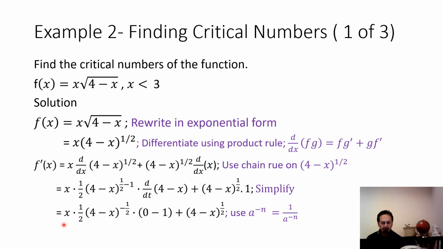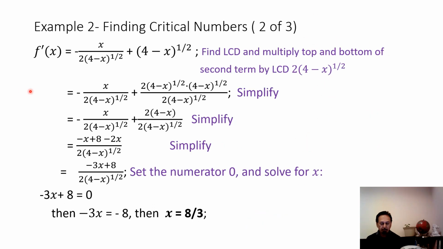So now we simplify. This becomes x times 1/2, and 1/2 minus 1 is negative 1/2. So you have (4 minus x) to the negative 1/2. Now the derivative of 4 is 0 and the derivative of x is what? 1. And here (4 minus x) to the 1/2 times 1 is simply (4 minus x) to the 1/2. So we have found f prime of x equal to negative x over 2 times (4 minus x) to the 1/2, plus (4 minus x) to the 1/2.